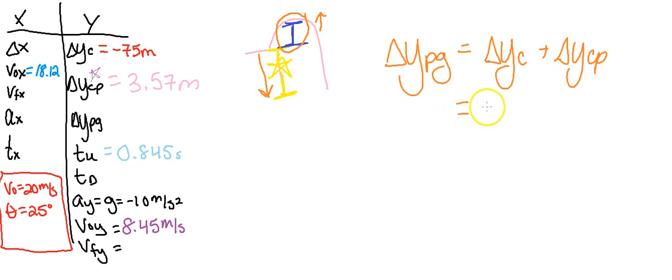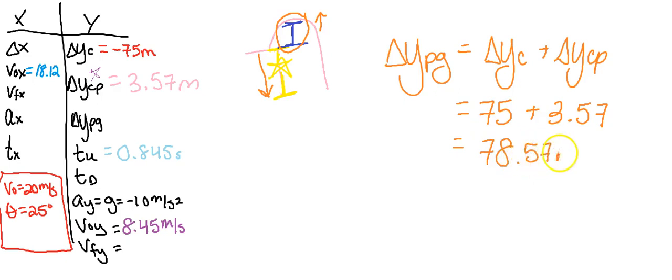So you can disregard the signs for this type of problem at this instance, and then you do 75 plus 3.57, which is 78.57. So the answer for this is how high above the ground, 78.57.